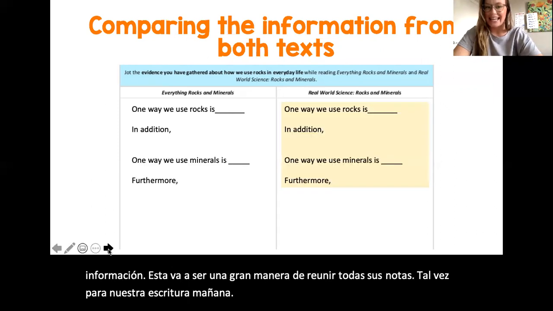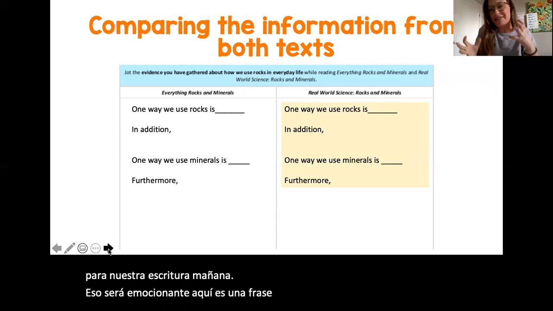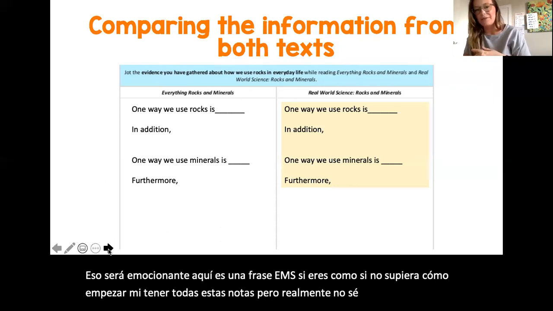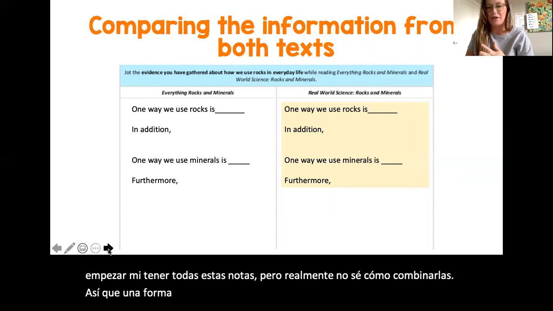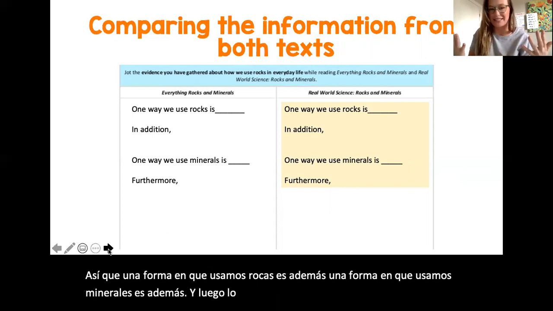That'll be exciting. Here are some sentence stems if you are like, oh, I just don't know how to start. I have all these notes, but I don't really know how to combine them. So: one way we use rocks is, in addition, one way we use minerals is, furthermore, and then the same thing for the other text because we're answering the same question.